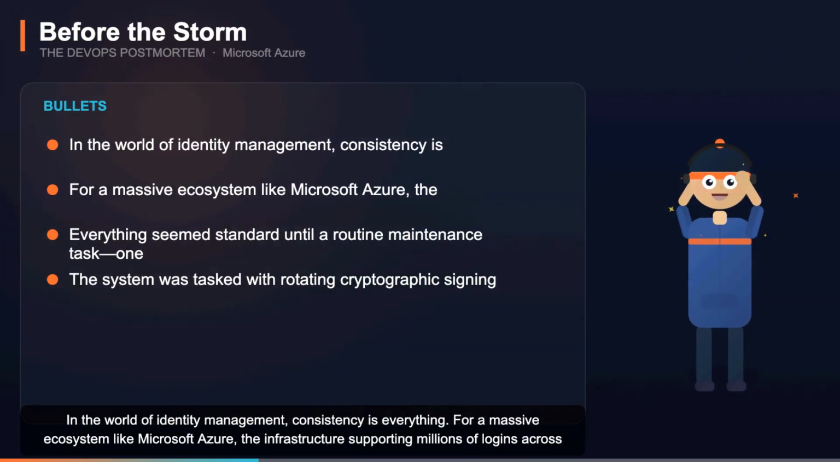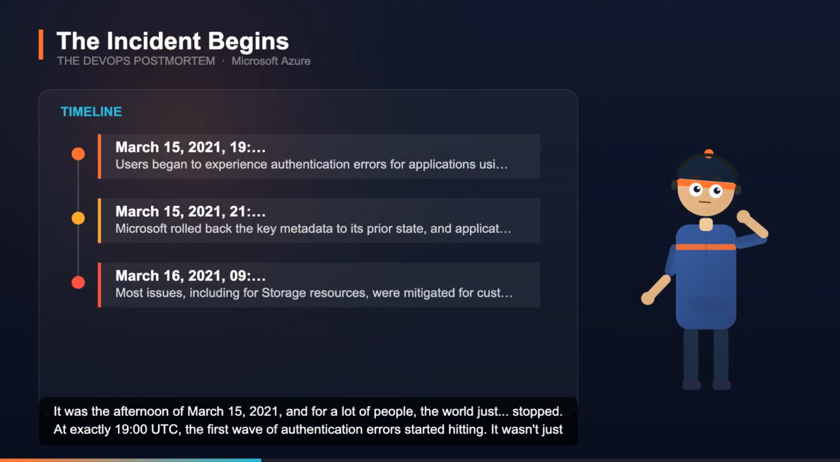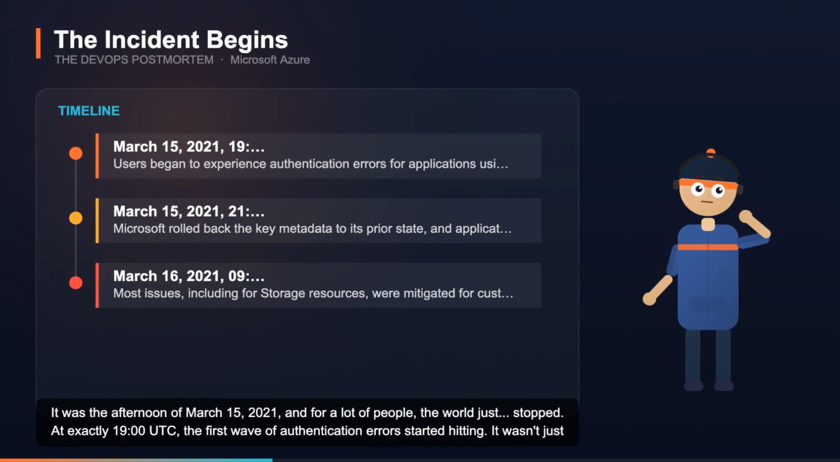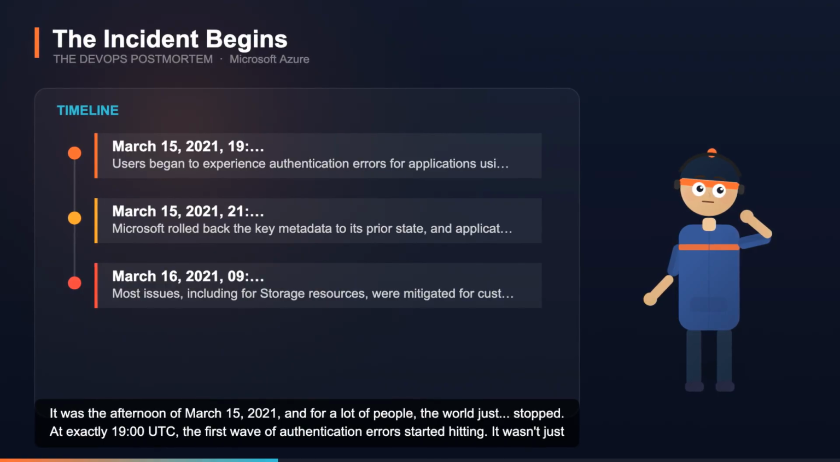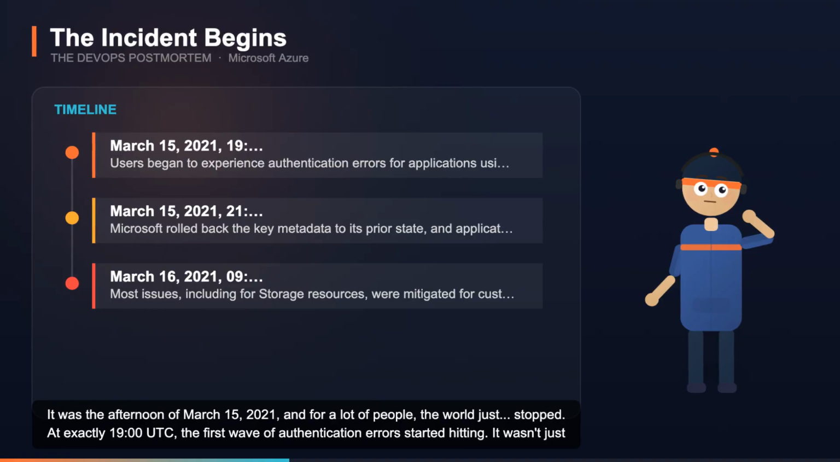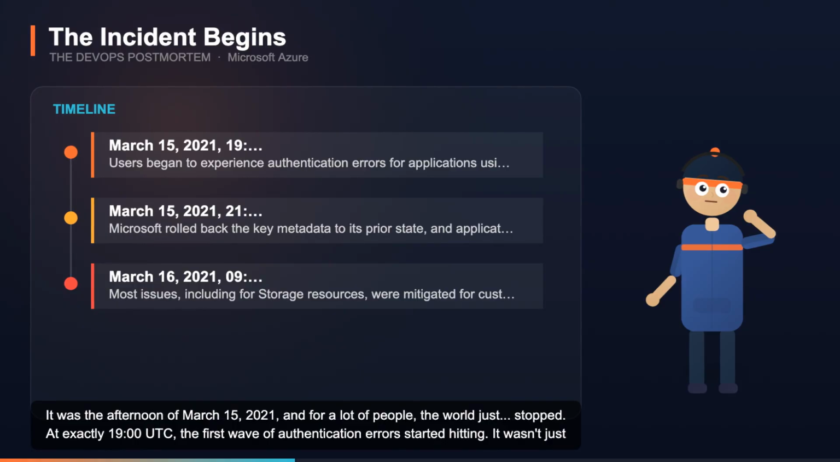It was the afternoon of March 15, 2021, and for a lot of people, the world just stopped. At exactly 1900 UTC, the first wave of authentication errors started hitting. It wasn't just one app, it was a systemic collapse. Suddenly, users couldn't get into Microsoft 365 or Exchange Online. Even the Azure Admin Portal became a ghost town.